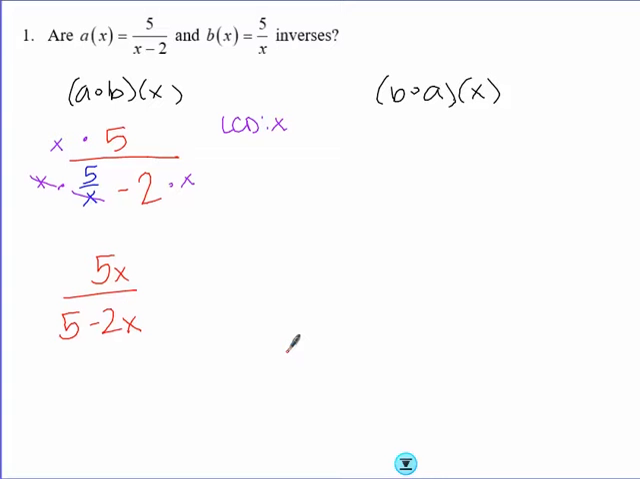We can't do anything else to simplify this, and this is not equal to x, so we know that these are not inverses. In general, it's a good idea to check b of a of x as well. If you end up with one of the compositions equaling x and the other one not, go back and check your work because you probably made an algebra mistake.